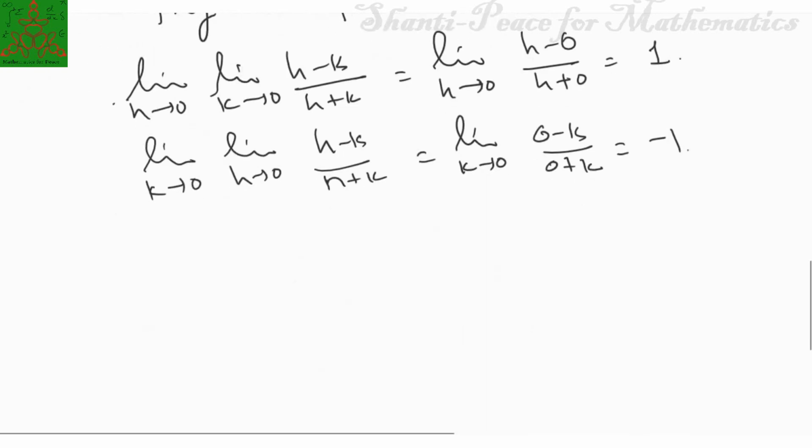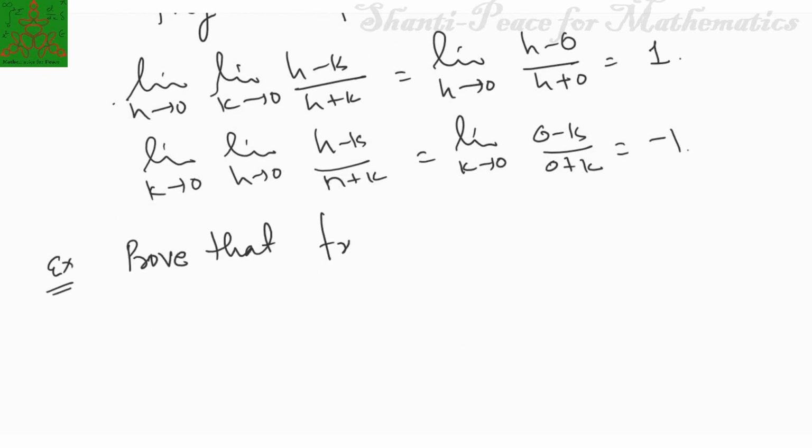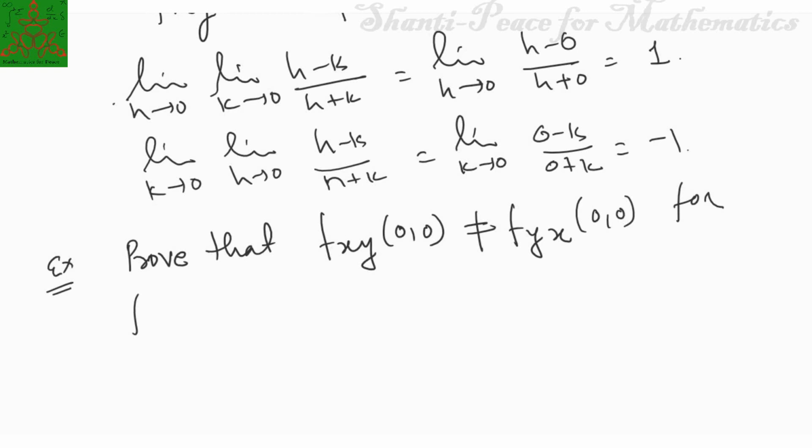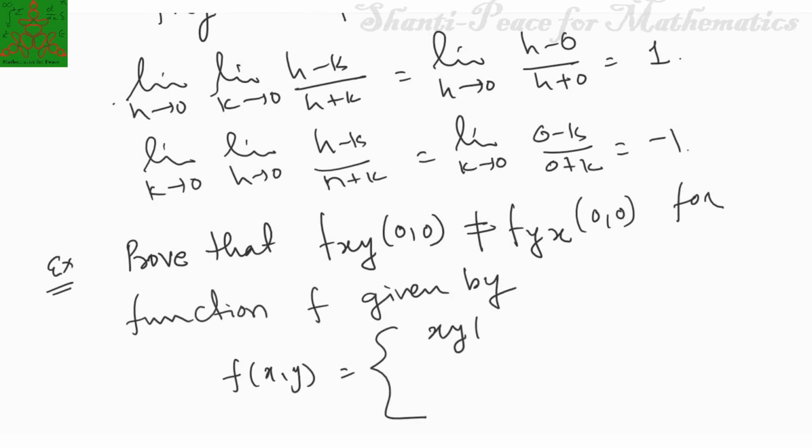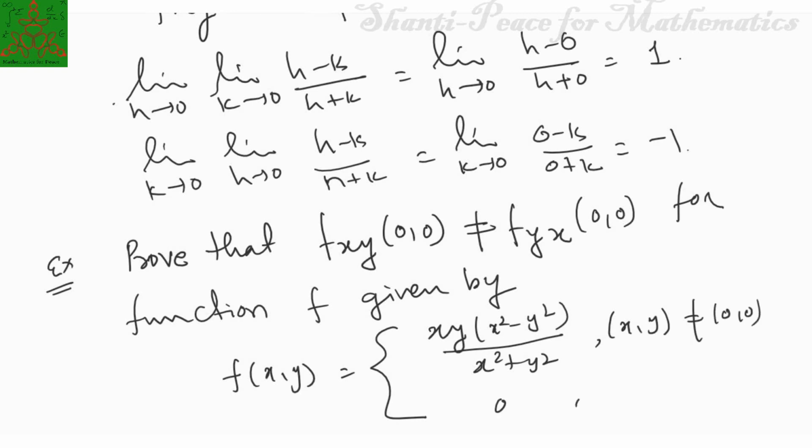Let's have an example for that. Example: Prove that f_xy at (0,0) is not equal to f_yx at (0,0) for a function f given by f(x,y) = xy(x² - y²)/(x² + y²) if (x,y) is not equal to (0,0), and 0 if (x,y) = (0,0).